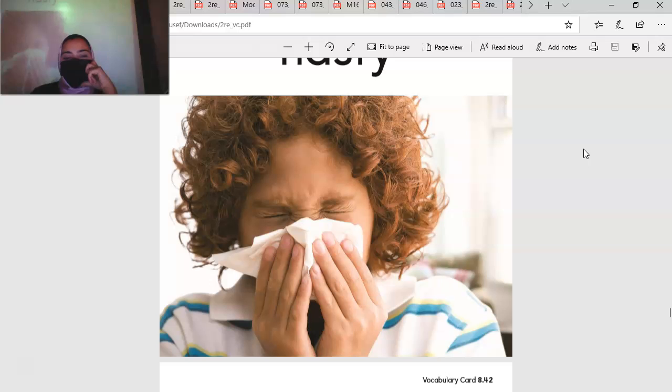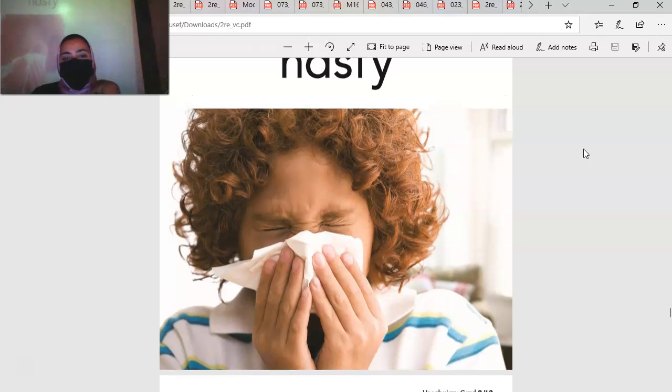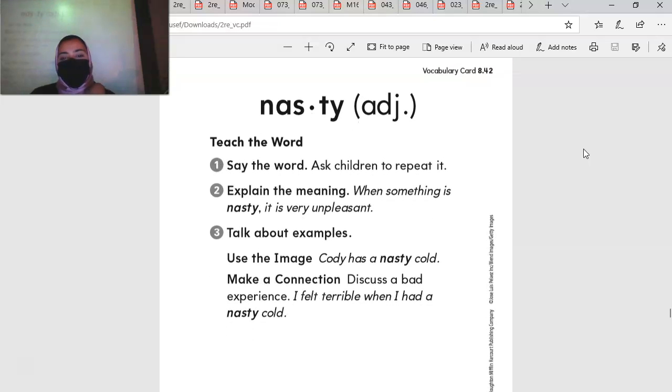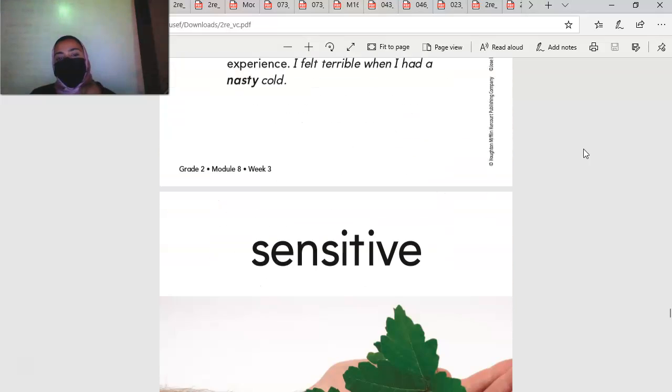Nasty. Ew, that is nasty. When you blow your nose, you should always wash your hands or sanitize. Nasty. I'm sure everybody in here knows what nasty is. Raise your hand if you know what nasty is. JC, you don't know what nasty is? Good job. Christian, what is nasty? Something is icky or gross or stinky. When something is nasty, it's very unpleasant. Ew. So Cody had a nasty cold.